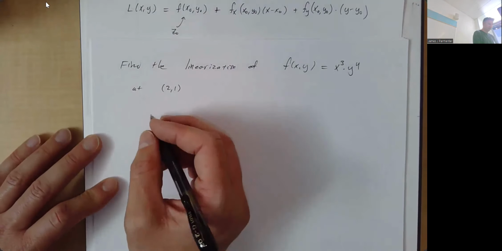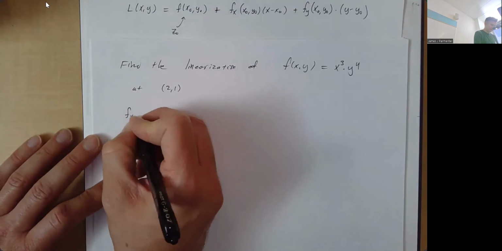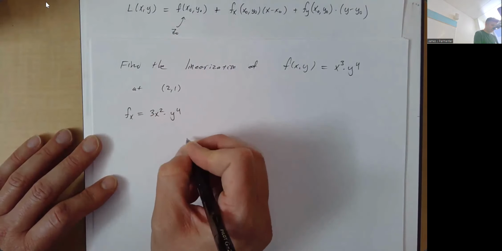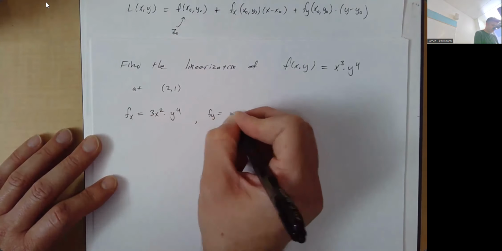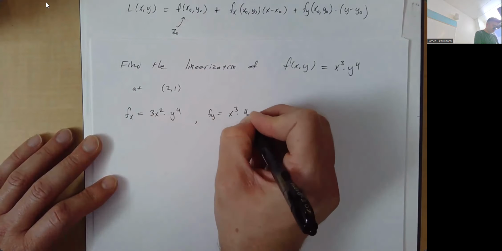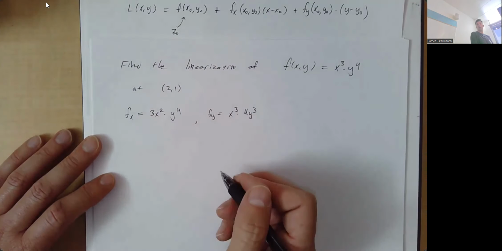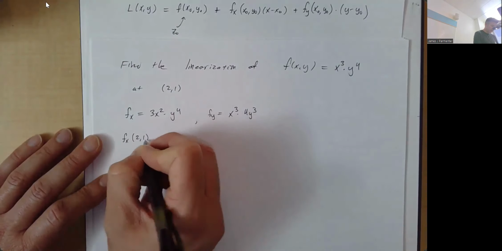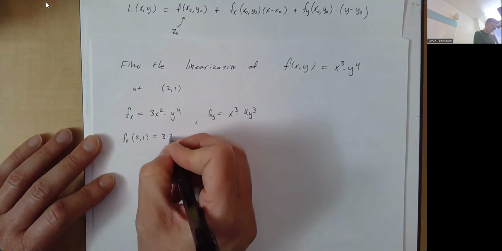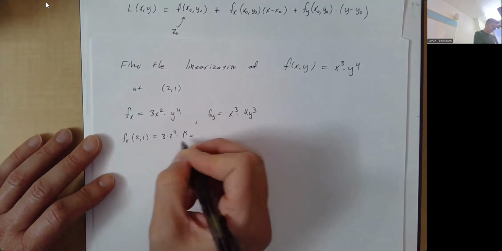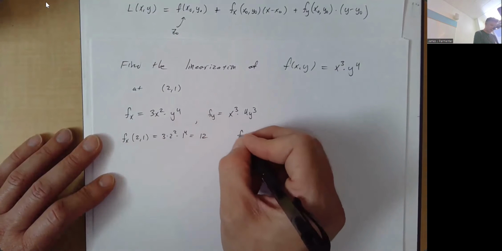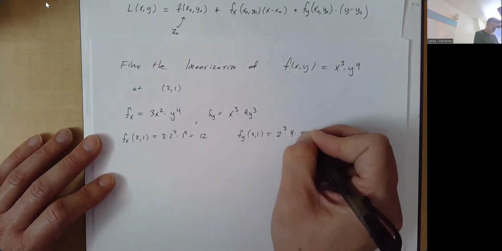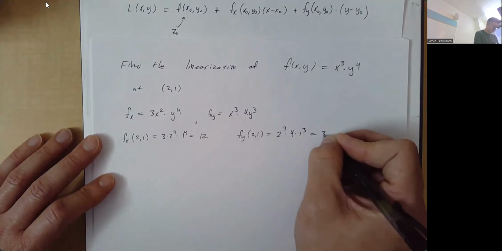I'm going to find my partial derivatives. f x is going to be 3x squared times y to the fourth. f y is going to be x cubed times 4y cubed. And then I do want to plug in these points. So f x at 2, 1 is going to be 3 times 2 squared times 1 to the fourth, which is 12. And f y at 2, 1 is 2 cubed times 4 times 1 cubed, which is 8 times 4, which is 32.